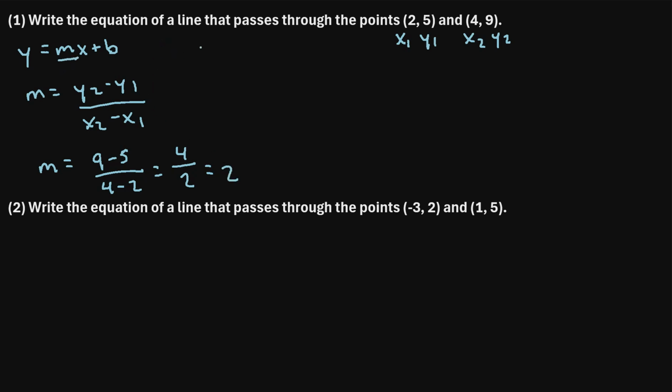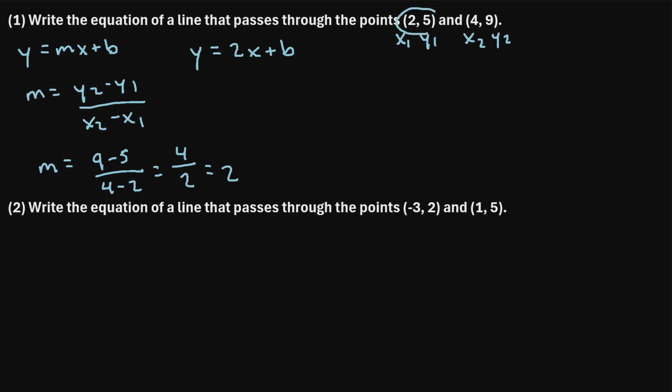So we know that m will be equal to 2, so we know that our equation will have the following form: y is equal to 2x plus b. To figure out what this b is, we can pick either one of these points and plug them in for the x and y values in this equation and solve for b. It doesn't matter which point we pick, we'll get the same answer either way.